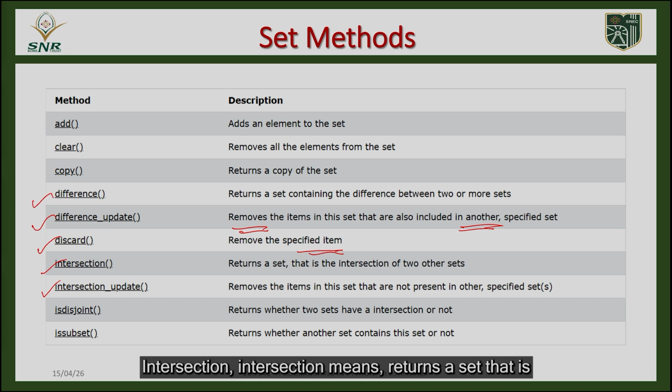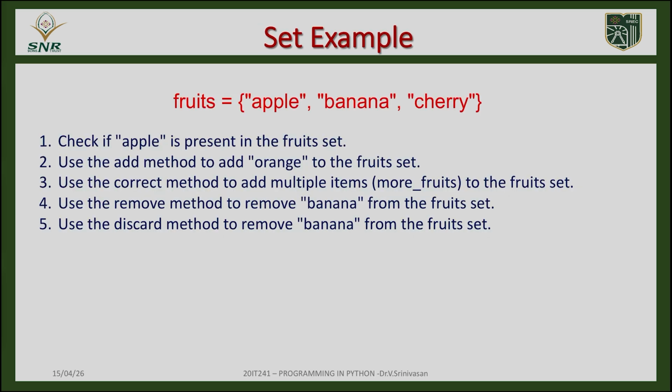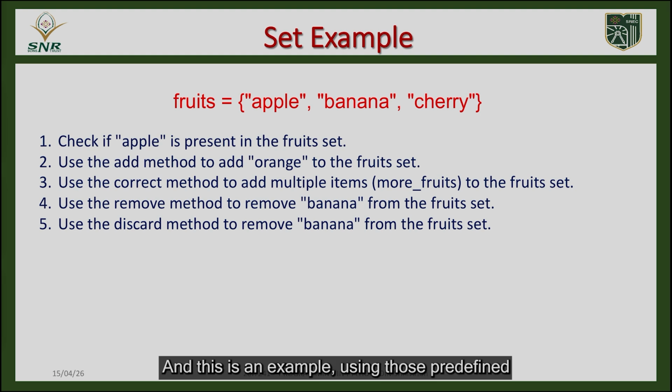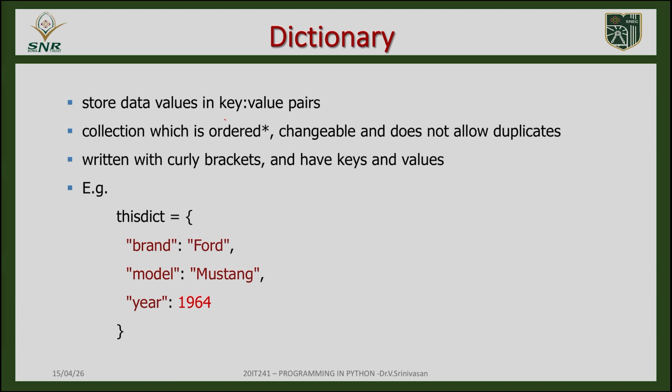Intersection means it returns a set that is similar in both. When we have two sets, the values which are present in both set A and set B, those values which are in common will be retrieved. That is intersection. And intersection update means whichever is in common, those values will be kept. And this is an example. Using those predefined methods, you can try doing this example.